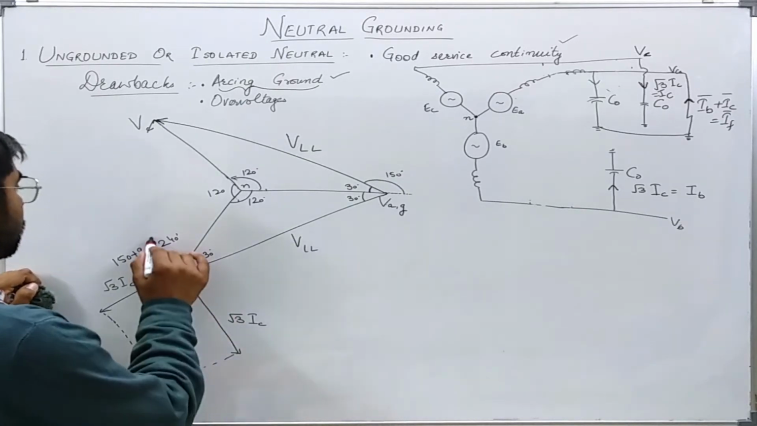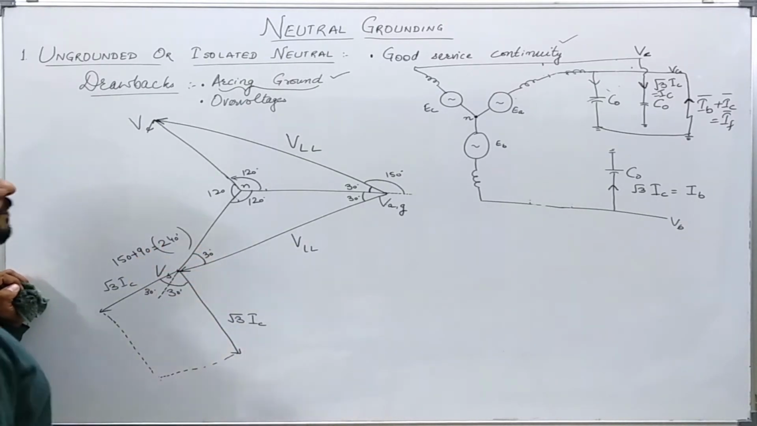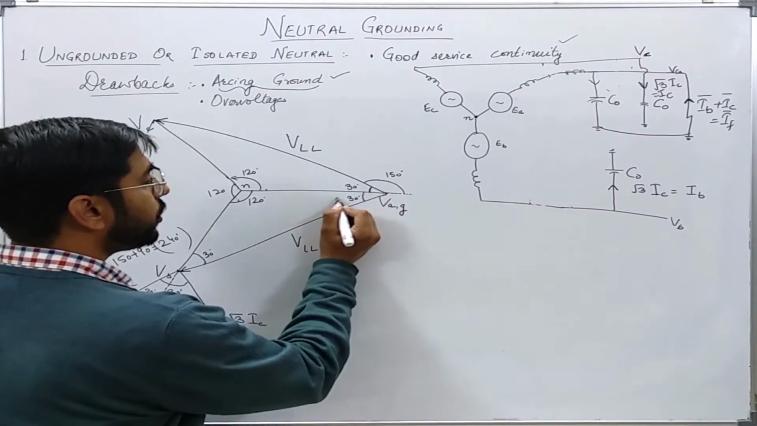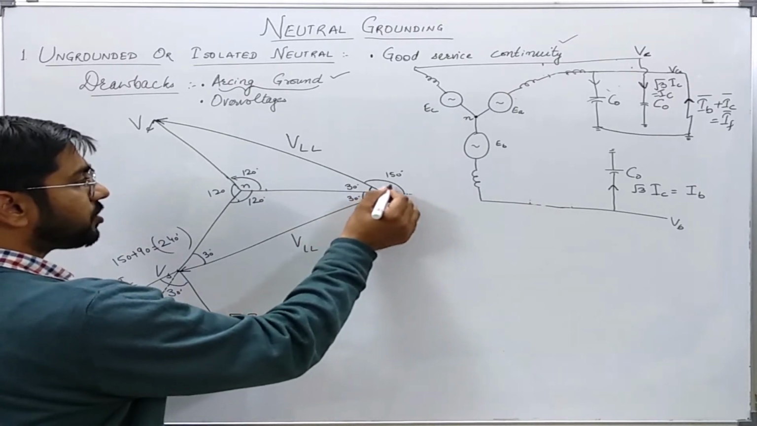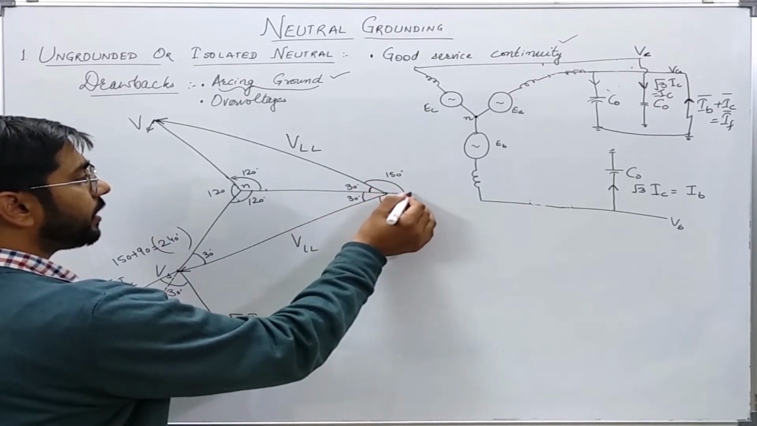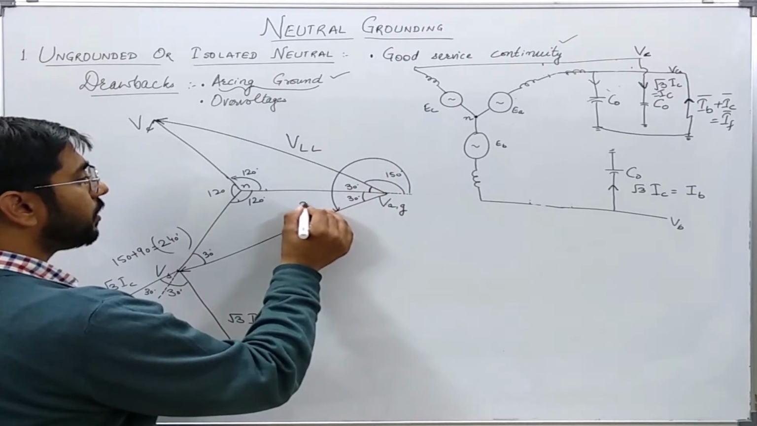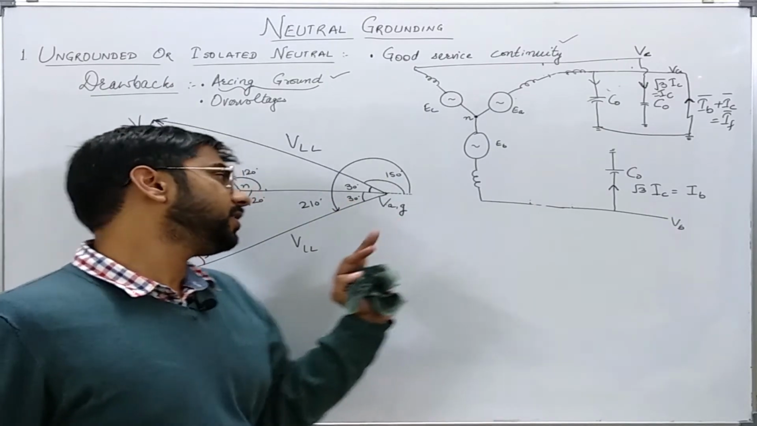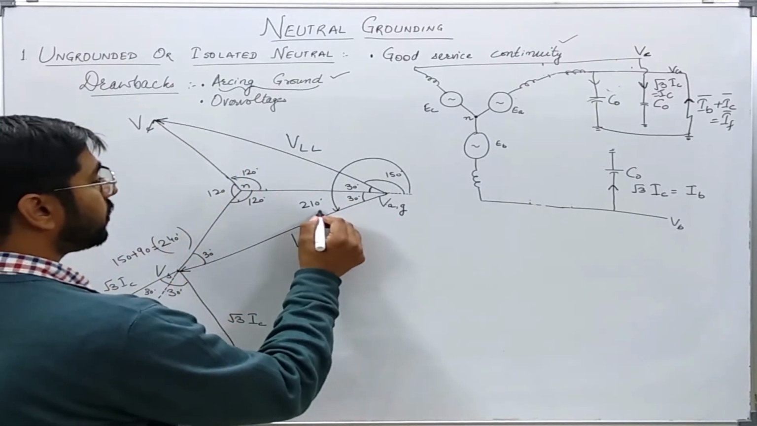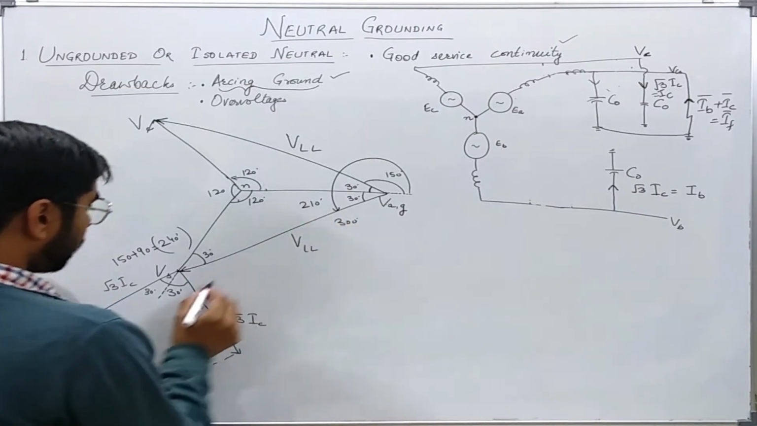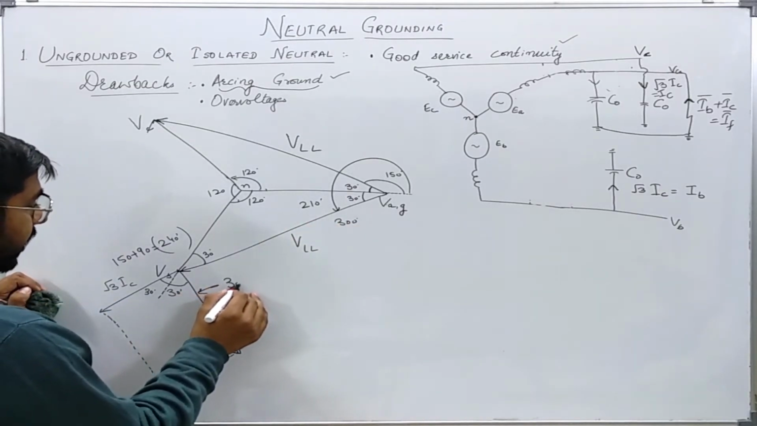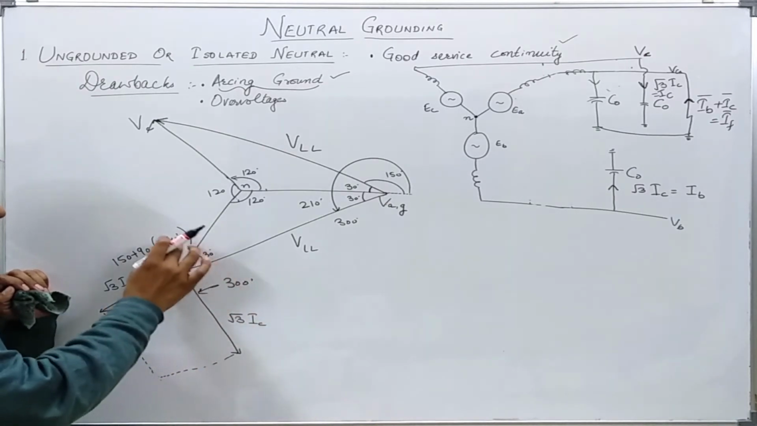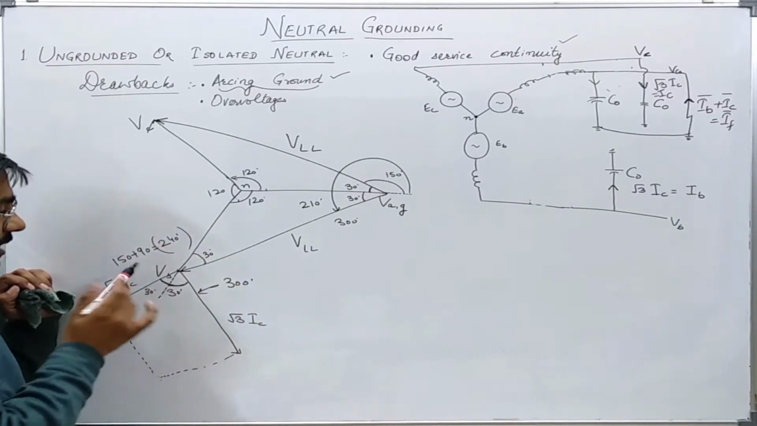Similarly, now this is 180 plus 30, 210 degree. So this total angle is 210 degree. Now the current will be leading it by 90 degree. So this angle will be 300 degree. So the angle between these two currents, this current and this current, will be 300 minus 240, or 60 degree.